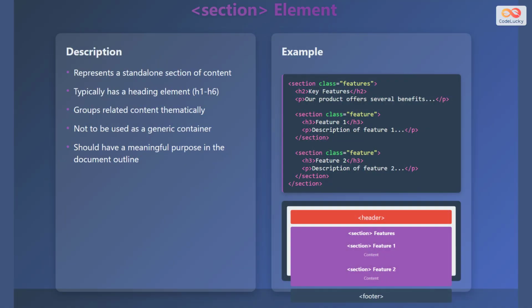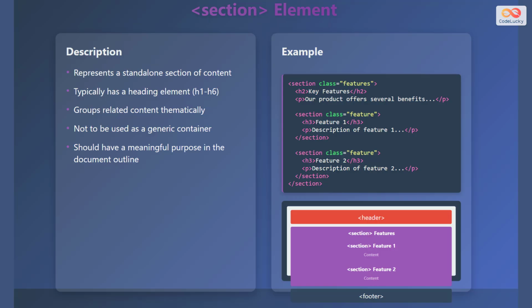Let's discuss the section element. The section element represents a standalone section of content. It typically has a heading element, such as H1 through H6, and it groups related content thematically. It is not to be used as a generic container, and it should have a meaningful purpose in the document outline.